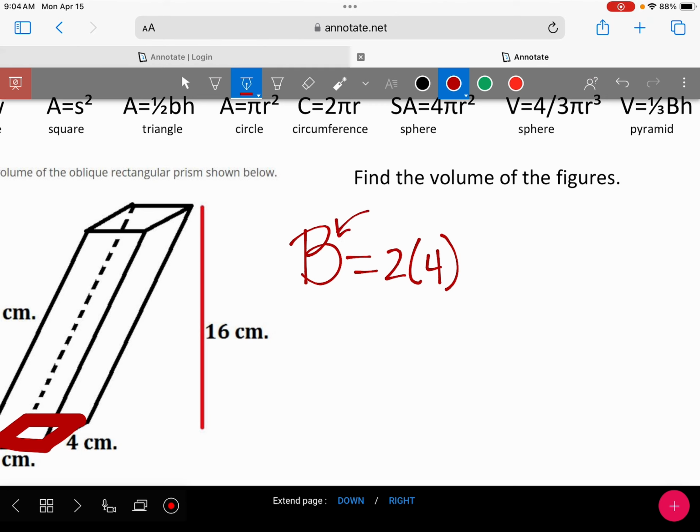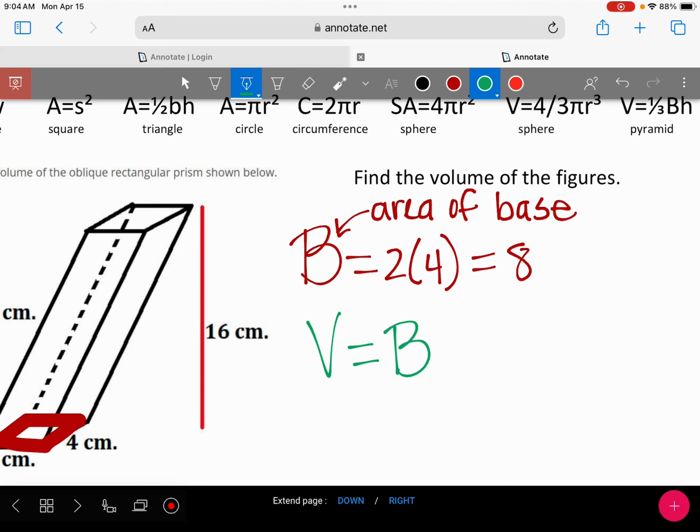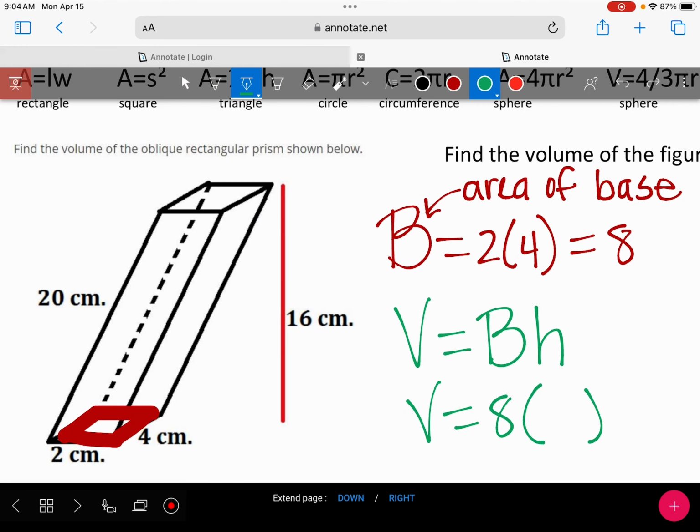Remember, capital B is area of the base. That's what that stands for. So it is 2 times 4, 8. And now to find the volume, you take that number times the height. So volume is going to equal 8 times what? Which one of these numbers is the height?